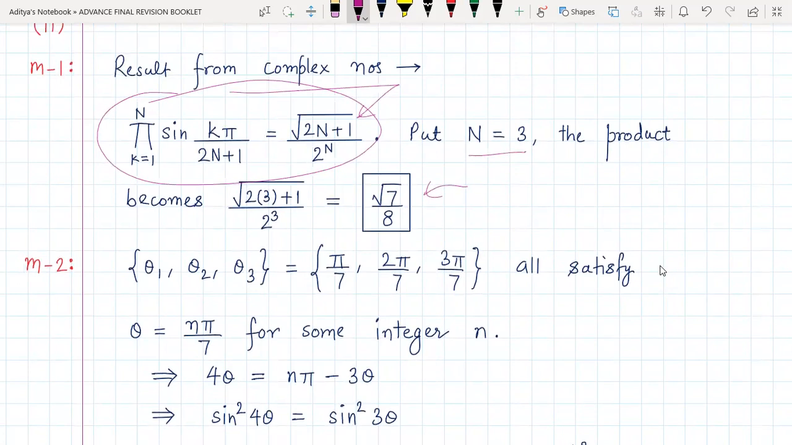Then we have a formal proof for this particular case. So theta 1, theta 2, theta 3, we are calling pi by 7, 2 pi by 7, 3 pi by 7.